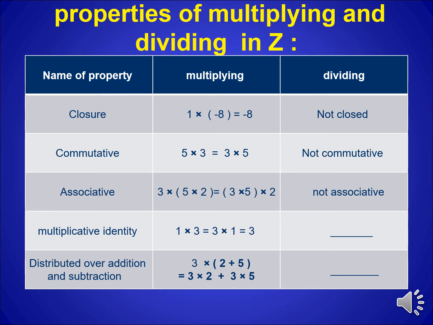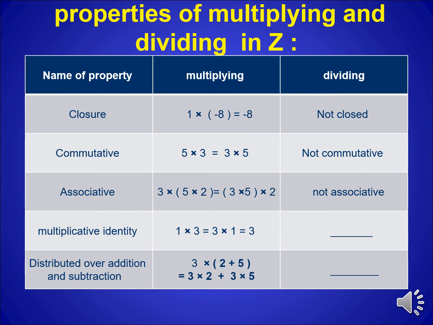I have 5 divided by 2, that's equal to what? That's equal to a fraction, 5 over 2. Is a fraction an integer? No. So dividing is not closed. Dividing is not closed.